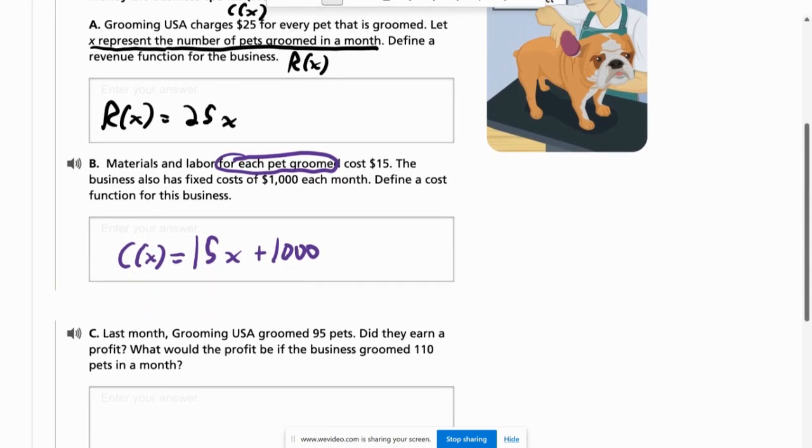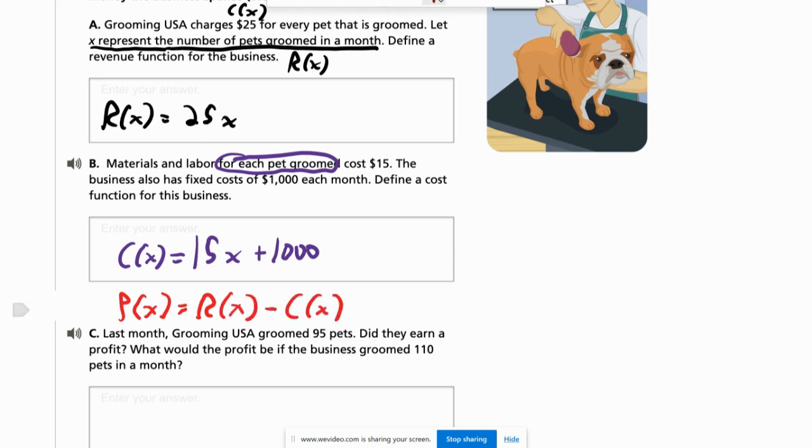What's important to really grasp is that profit, P of X, is equal to the revenue, R of X, the amount you take in, minus C of X, the cost. So if we make this a little bit simpler, that's equal to 25x minus 15x plus 1,000. We could even simplify that using the distributive property of multiplication across addition and subtraction to 10x minus 1,000.